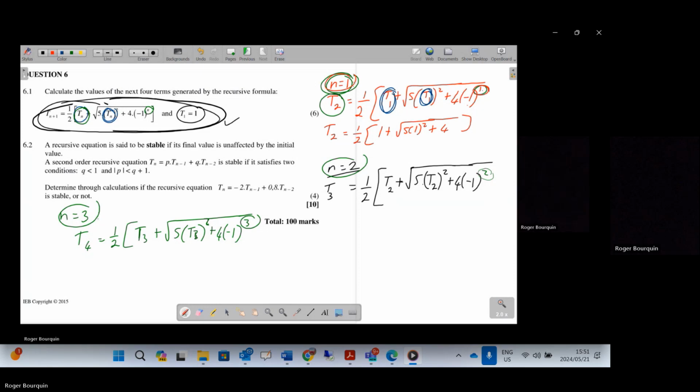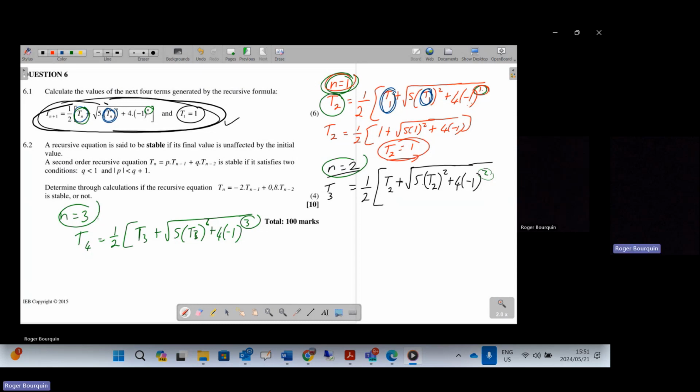Okay, so we end up with term 2 is equal to a half. 5 plus 4 is 9, square root of 9 is 3. Okay, so hang on. Right, it's minus 1 to the 1, which is minus 1, sorry. So I get term 2 is equal to the square root of 5 plus minus 4, which is 1, squared, and I end up with term 2 is equal to 1. So now I know what term 2 is.